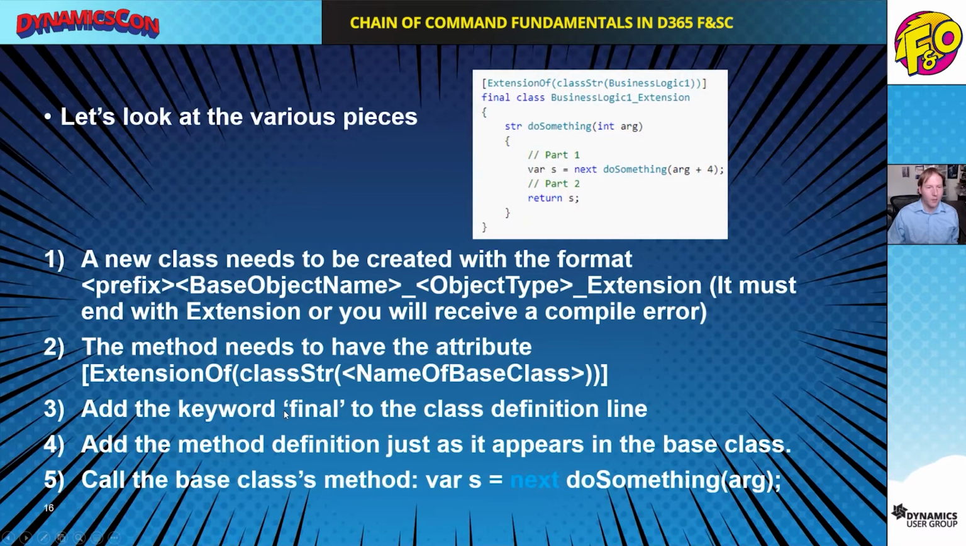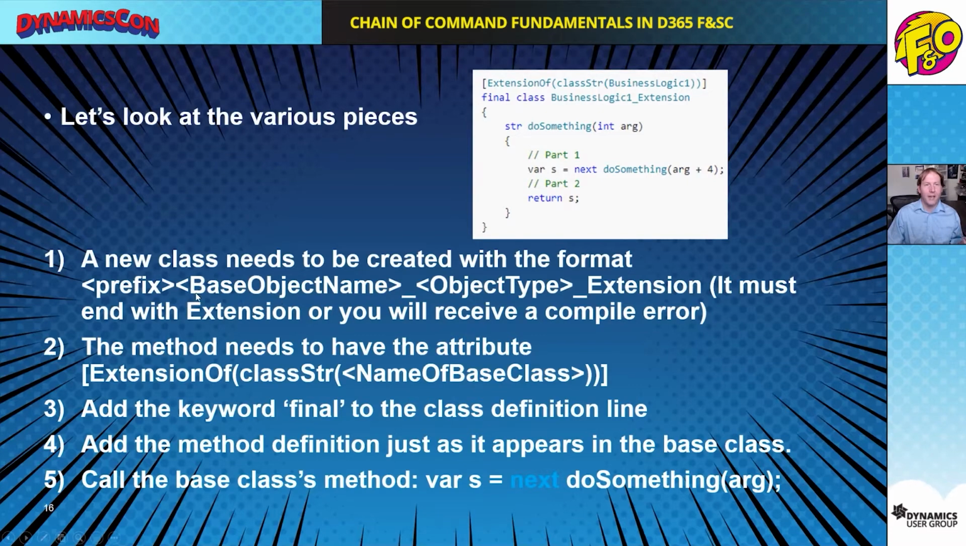We kind of already went over this, but another recommendation that I have is when you're naming your class, you want to often give it a prefix. If you're working as a third-party company, that helps you recognize that this is custom code. You want to really use the name of that base object. So in this case, business logic 1, every single time you're doing this code.